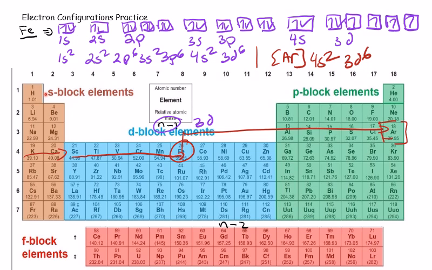I hope this helped in giving you another example of how to do orbital diagrams, electron configurations, and condensed electron configurations.